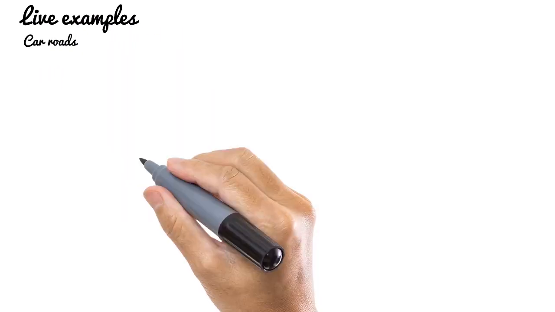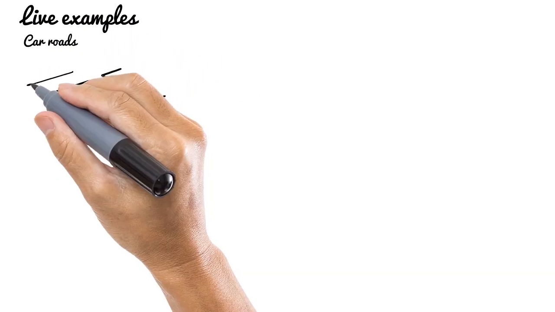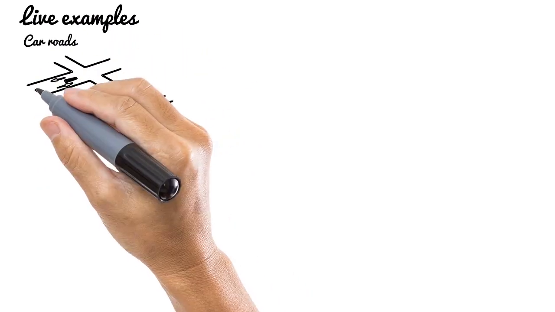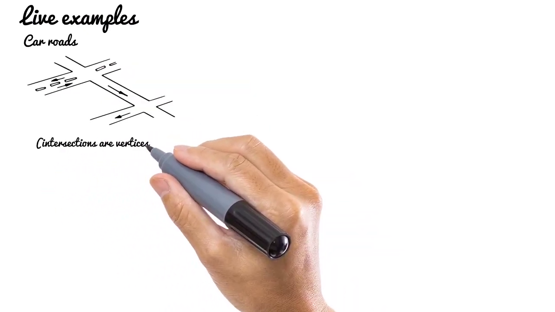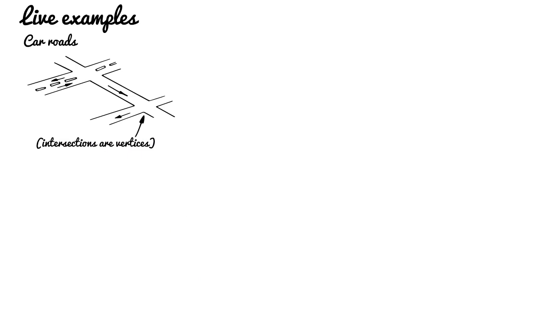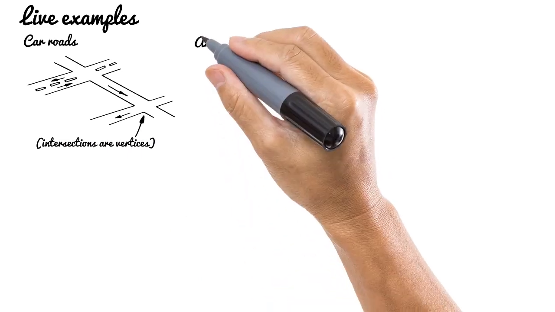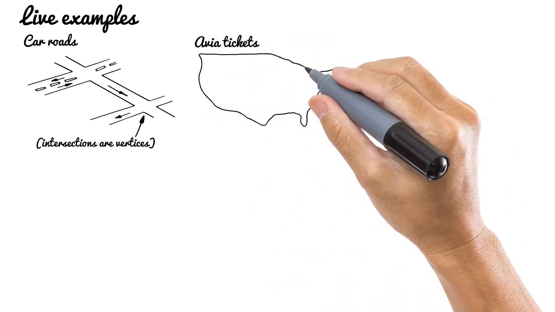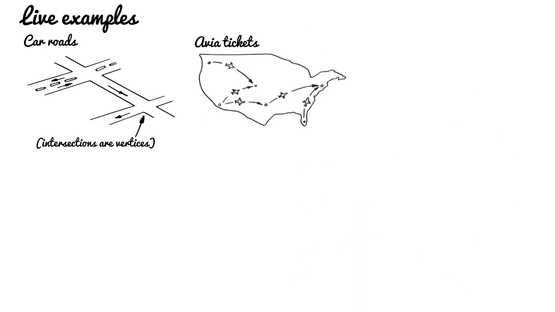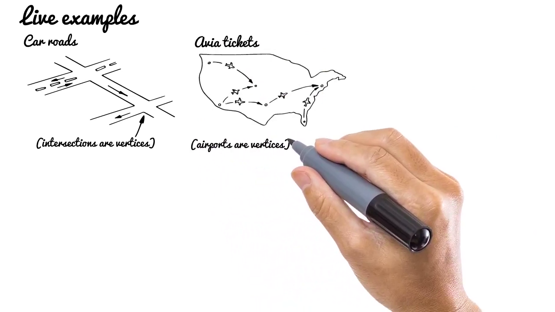For example, we can have car roads with traffic allowed in both directions, as well as just in one direction between intersections. Intersections are our vertices. Such example, like any other examples, can be for simplicity depicted as a related graph. Similar with avia tickets, you can purchase one-way or return tickets. Airports are our vertices here.